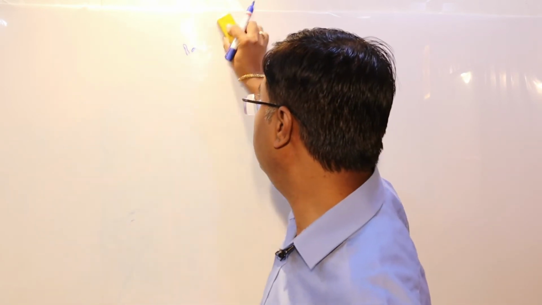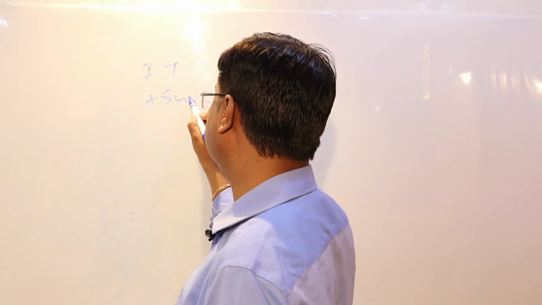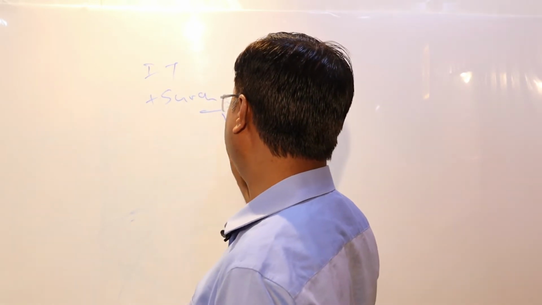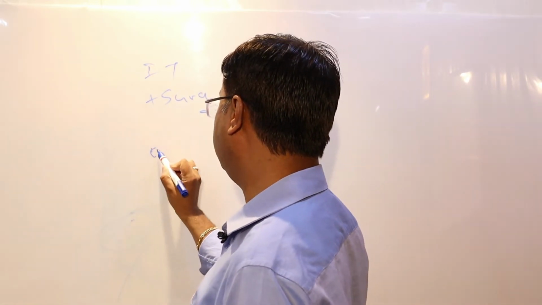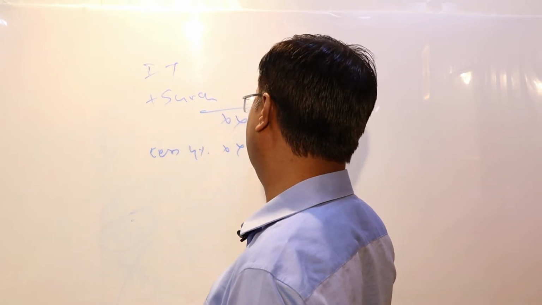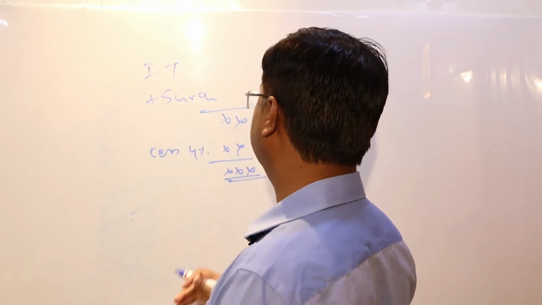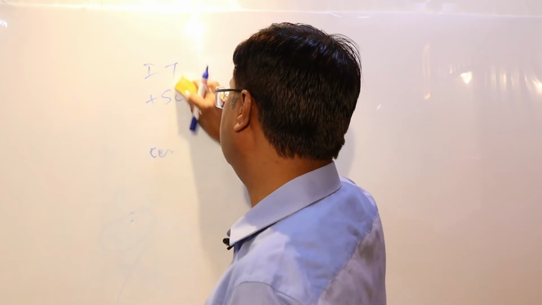Over and above, once you have calculated your income tax plus surcharge, after that a cess is applicable at 4% on this amount. So this is your net tax liability. So this is the scenario for calculation of income tax as per the old regime.